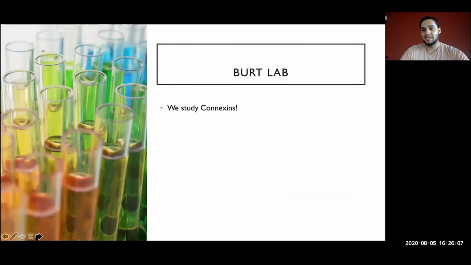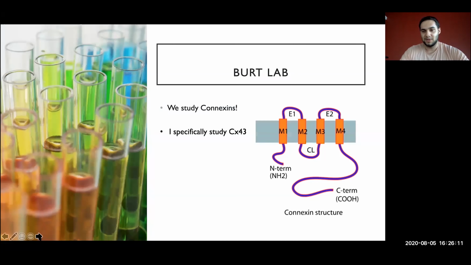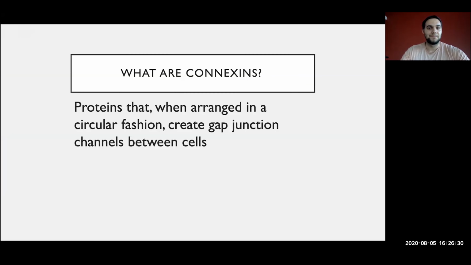Specifically, I study connexin 43, and there are a bunch of different kinds, but essentially connexin 43 looks like this. It's a membrane-bound protein. So there's the plasma membrane, and it loops in and out like this 4 times. And the 43 simply refers to the weight of the protein as they differ in the length of the carboxyl terminus. So this one weighs 43 kilodaltons.